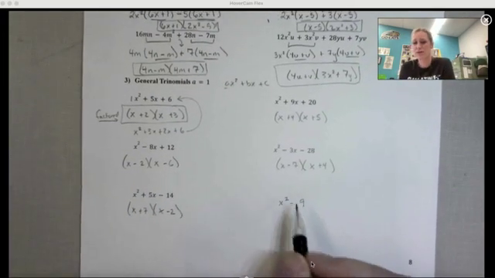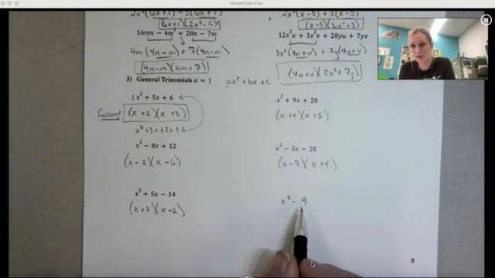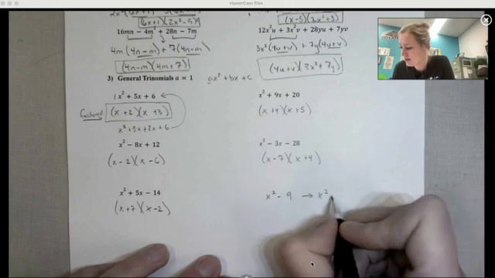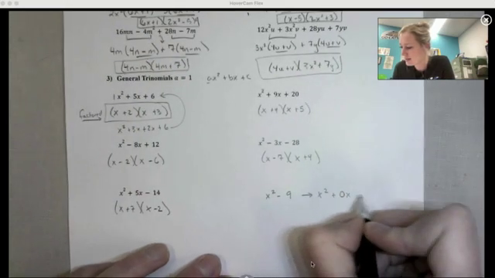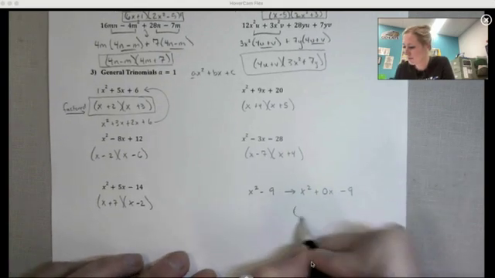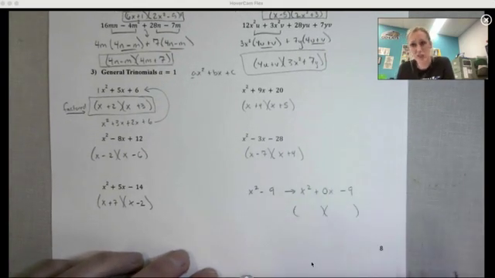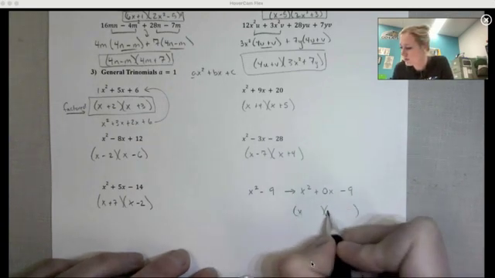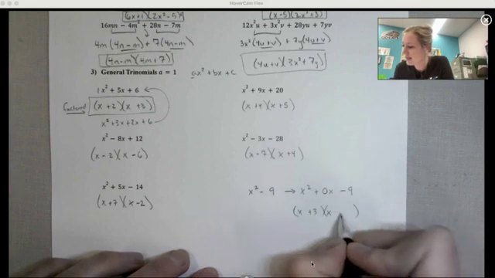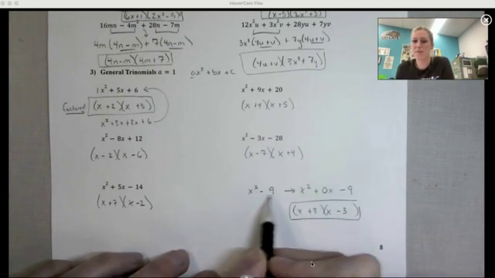And this one, you're like, wait a second, this is not a trinomial, it's only 2 terms. This actually could be written as a trinomial, x squared plus 0x minus 9. So I'm doing the same thing. I want numbers that multiply to be negative 9 that add up to be 0. So numbers that multiply to be negative 9 that add up to be 0 would be a positive 3 and a negative 3. So we can actually do some binomials.